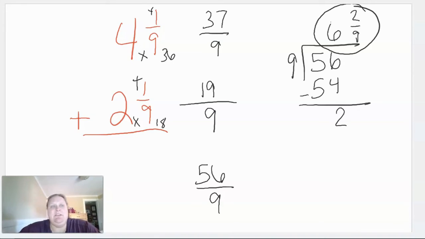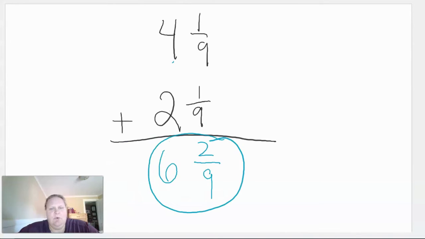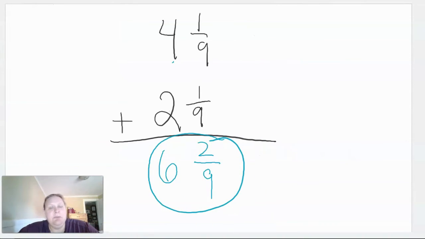Now, which method do you think was the fastest to do? Convert it to an improper fraction, or to just add it, or to draw a picture? For some people, the simplest was the picture. For most people, this one was probably the easiest, just to add it. So be aware of what type of problem you're solving on which method to use.